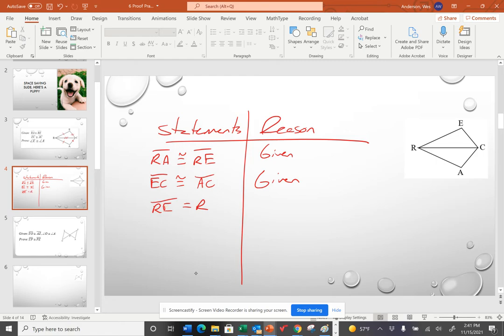Oh, sorry, I wrote E. That's a C. Oh, that erased perfectly. RC equals RC by the reflexive property. Okay.